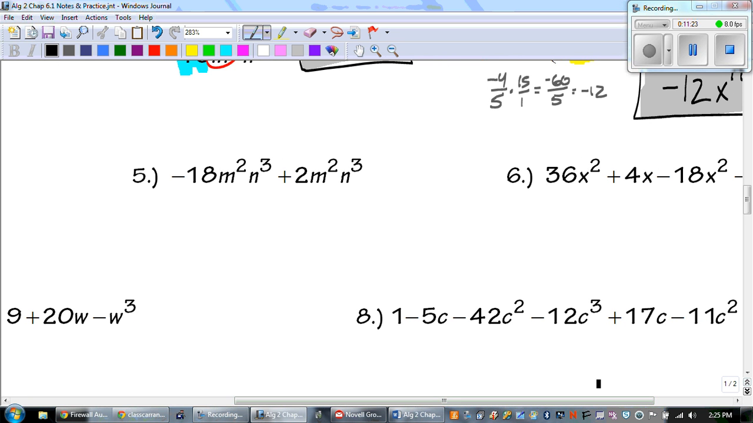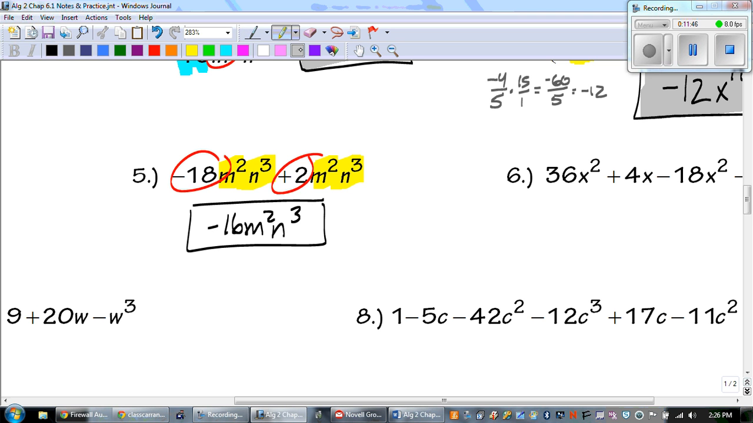Let's look at number 5. M squared, n cubed, n cubed. Good, those are the same. Yeah, change the coefficients. Negative 18 plus 2 is negative 16. And then the variables and the exponents stay the same.